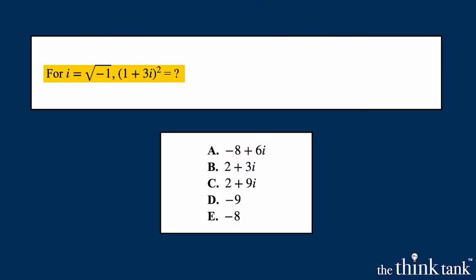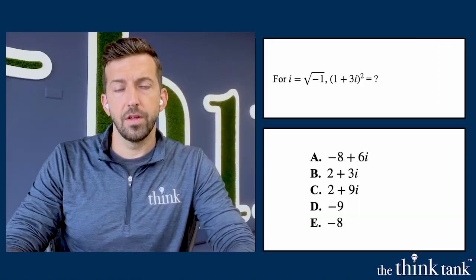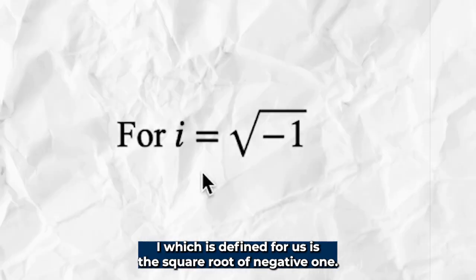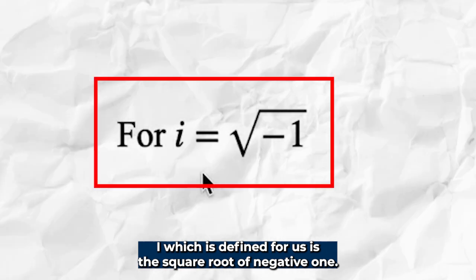For i equal to the square root of -1, what is (1 + 3i) quantity squared? Let's go. Let's start by remembering something really important here. i, which is defined for us, is the square root of -1.